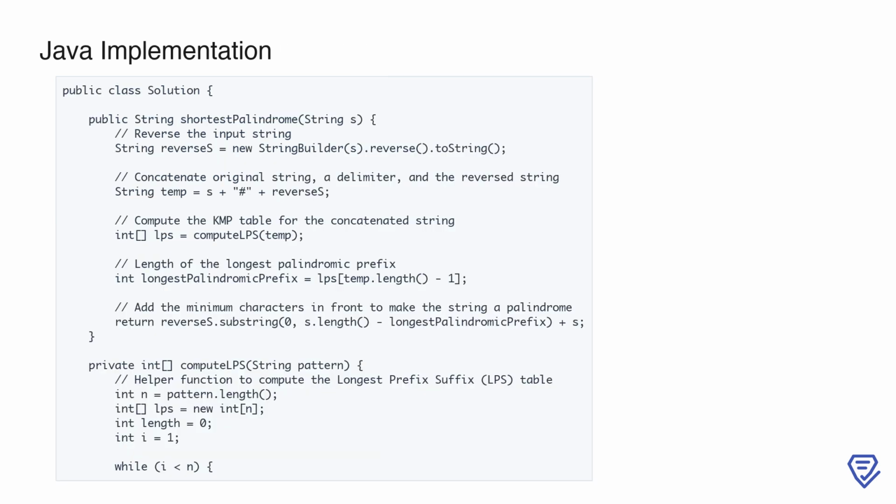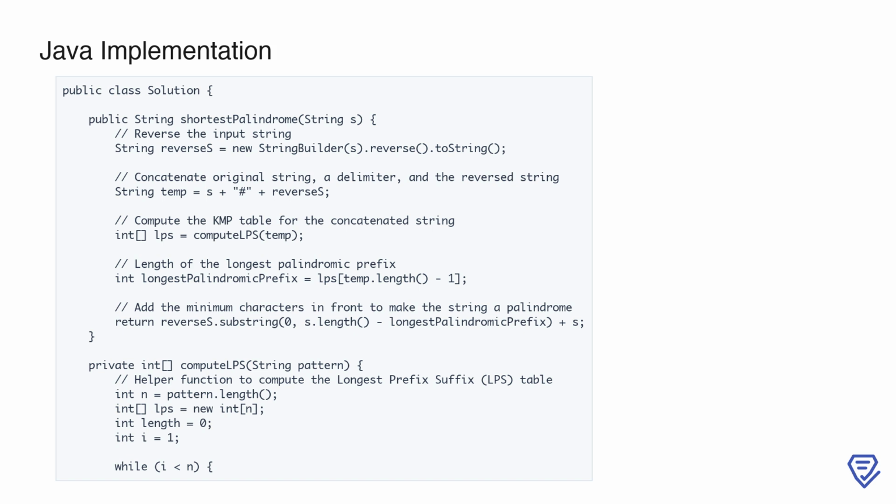Here, we begin by defining the shortestPalindrome method, which takes a string s as input. The goal of this method is to find the shortest palindrome that can be formed by adding characters in front of the input string. To achieve this, the first step is to reverse the input string using a StringBuilder and store it in the variable reverseS. Next, we construct a temporary string temp by concatenating the original string, a delimiter hashtag, and the reversed string. This delimiter ensures there's no accidental overlap between the original string and its reverse during the computation.